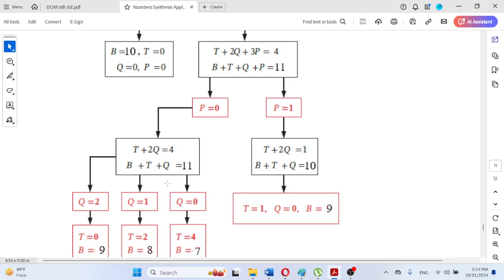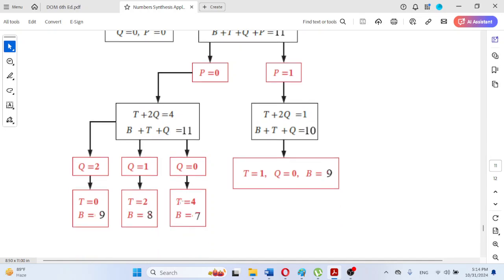So q cannot be greater than 2, as we can observe. So if q is equal to 0, we can observe t will be equal to 4, and the lower equation will be giving 11 minus 4, that will be 7. So in this way this set has also been satisfied. 7 plus 4, which is 11, so 11 number of links have been satisfied.